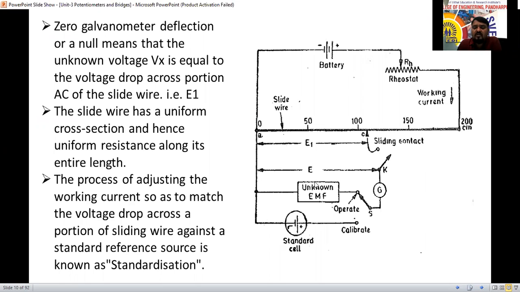This process of using the standard cell and calibration is called standardization. It is the process of adjusting the working current by varying the rheostat. The galvanometer is a null detector.